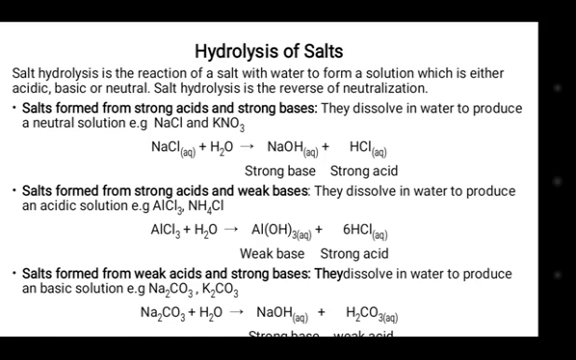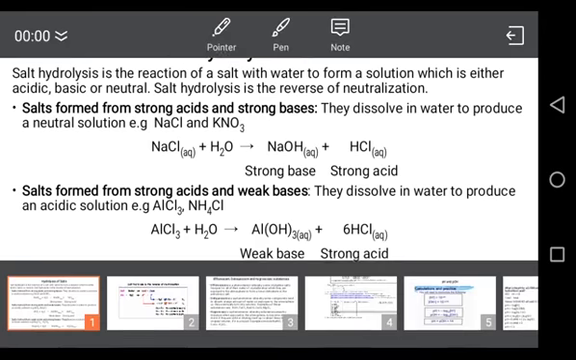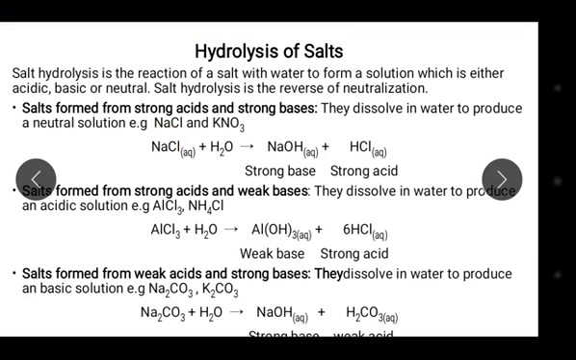Now, let's look at examples of salts formed from strong acid and strong base. Example is sodium chloride and potassium nitrate. Now, how do I know that these salts are formed from strong acid and strong base? For example, look at NaCl. The sodium here shows that the base that formed this salt is sodium hydroxide, while the chloride here shows that the acid that formed this salt is hydrochloric acid. Now, sodium hydroxide and hydrochloric acid are both a strong base and a strong acid.